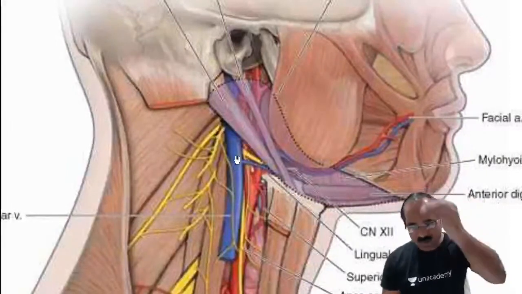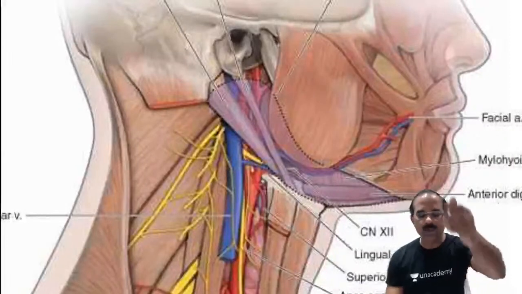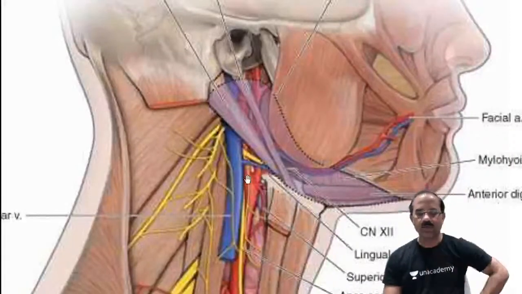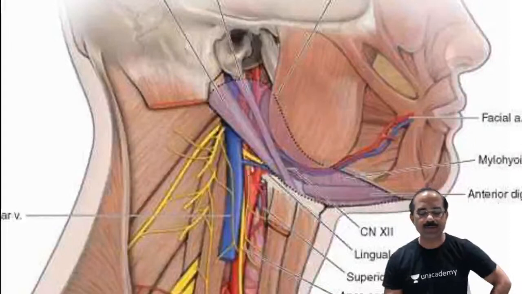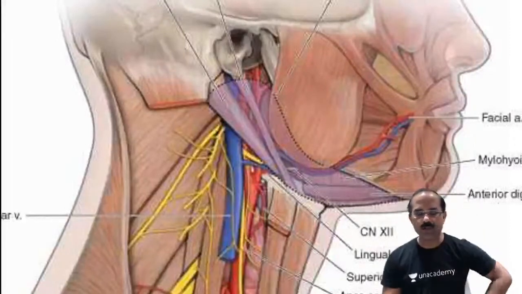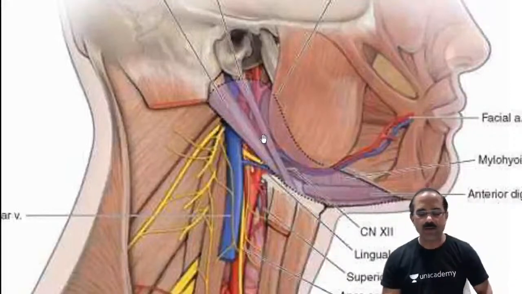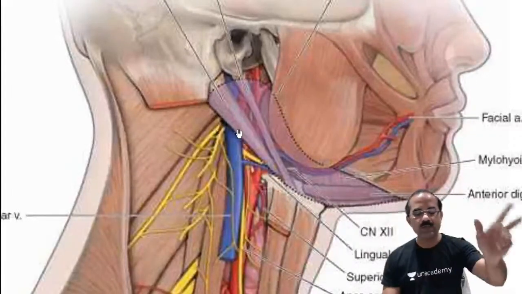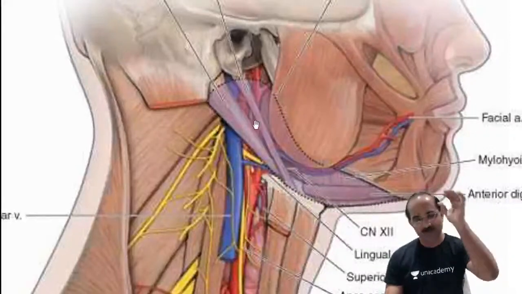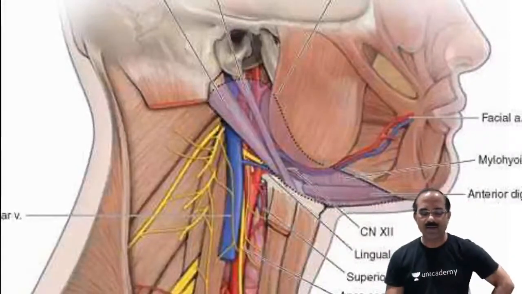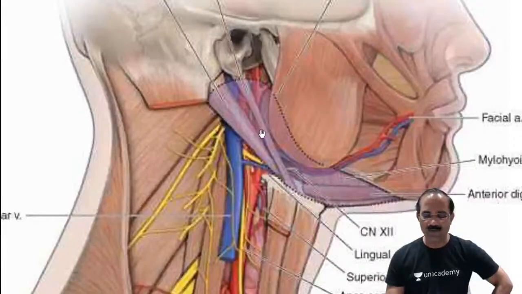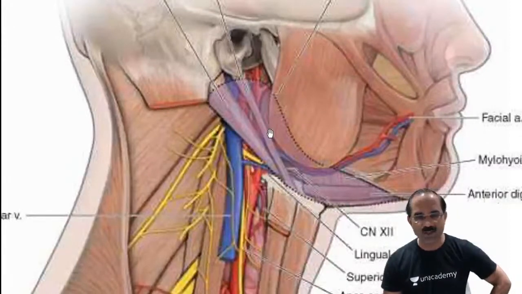Can anyone tell me what is the nerve supply of the posterior belly of digastric? Nerve supply of posterior belly of digastric and the stylohyoid together. No, I'm asking you nerve supply of posterior belly of digastric and stylohyoid. दोनों का nerve supply same है. Yeah, that's the facial nerve.